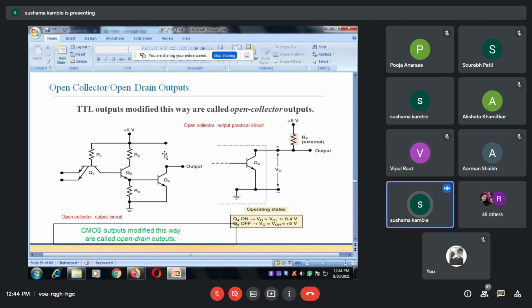Now, what is the disadvantage of this circuit? It has a low switching speed, and if it remains floating, it is difficult for the output to go high or low. So you have to connect one resistor that is called a pull-up resistor. Okay.